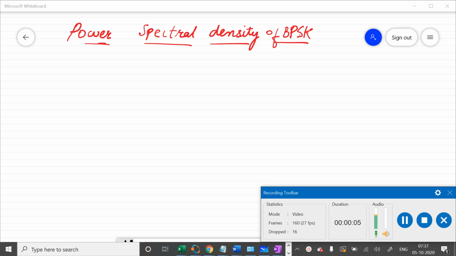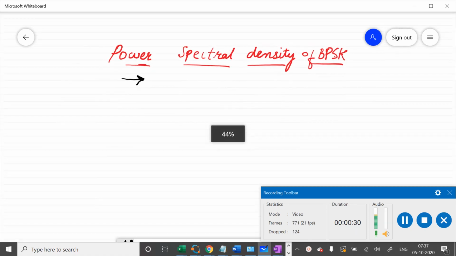Today we will study the power spectral density of a BPSK signal. Before that, we will first model the BPSK signal at baseband in terms of some random signal, a random process. We will mimic BPSK as a random binary wave. I will explain what it means.